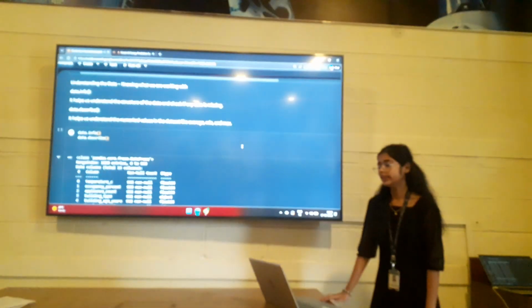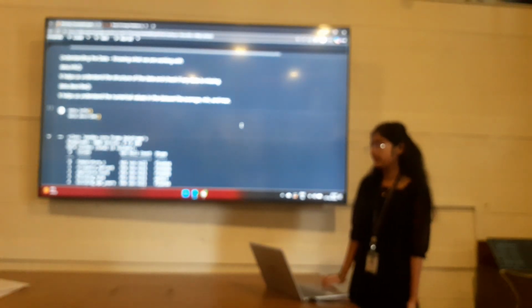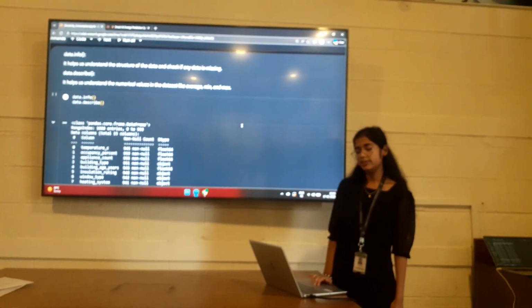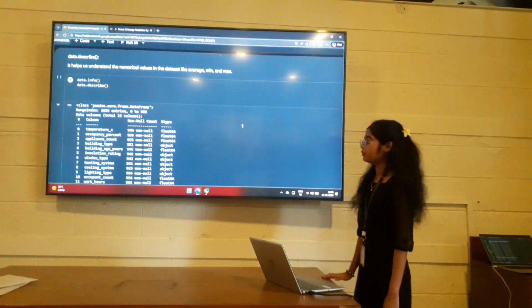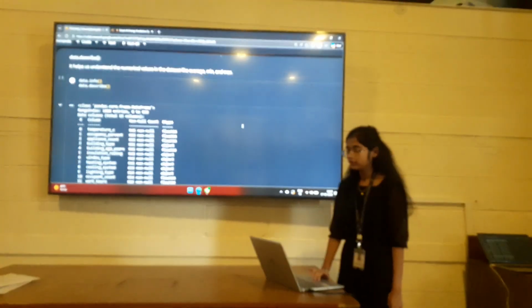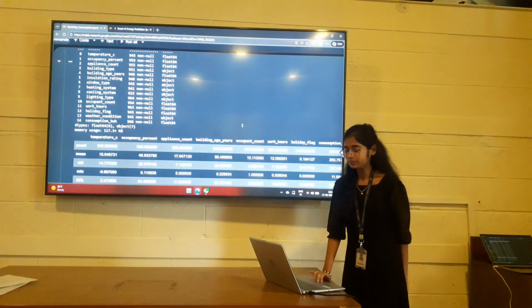Data.info helps us to understand the structure of the data and check if any data is missing. The data.describe helps us to understand the numerical values in the dataset, like average, minimum and maximum values.